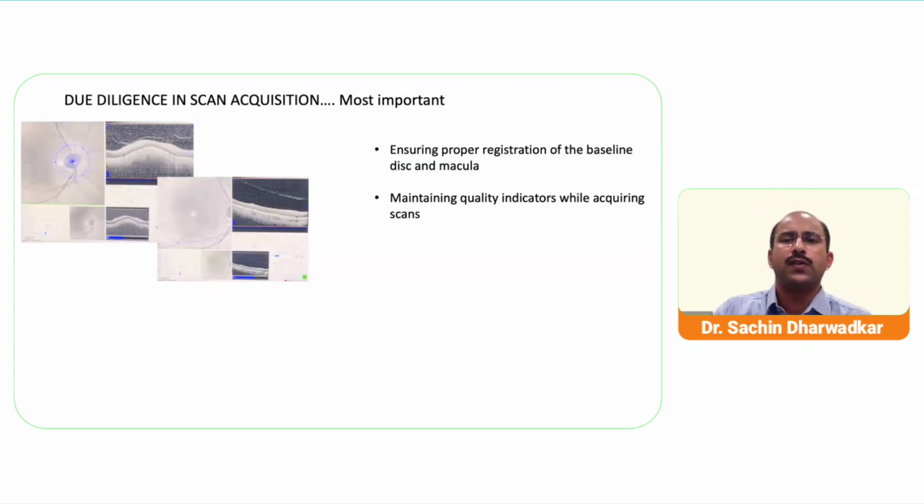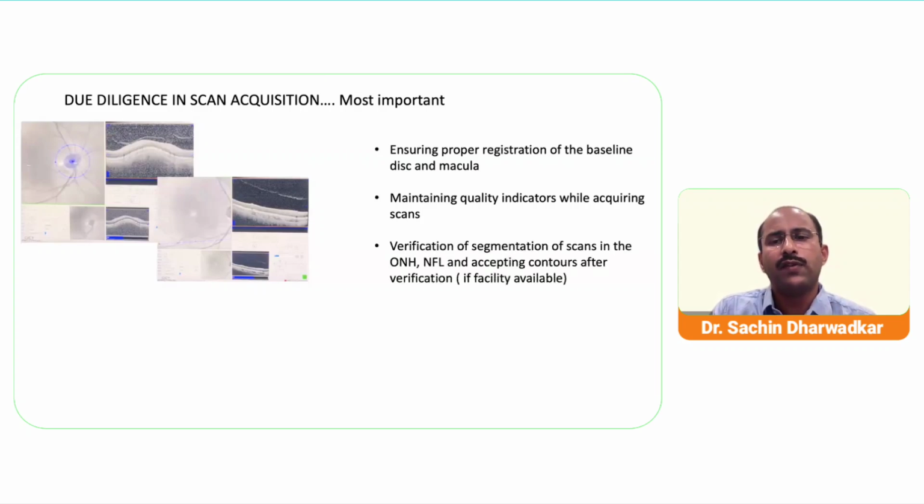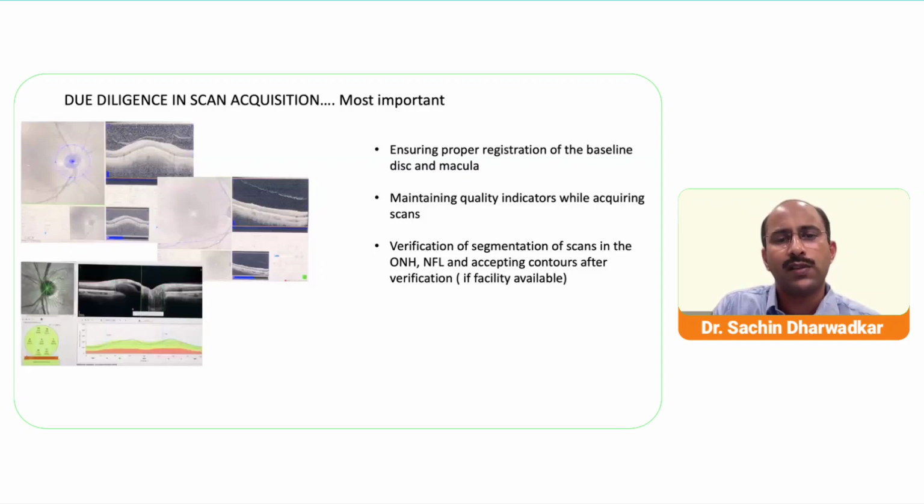So it's very important for us to ensure proper registration of the baseline at the disc and the macula in all machines. Maintaining the quality indicators while acquiring the scans is very, very important. Verification of segmentation of the scans in ONH and RNFL, and accepting the contours after verification if the facility is available, is a very, very important step. This may not be available in all the machines that are sold. It's very important because contour changes or segmentation changes can throw you off gear completely in progression assessment.